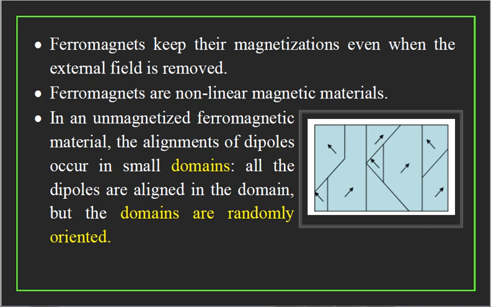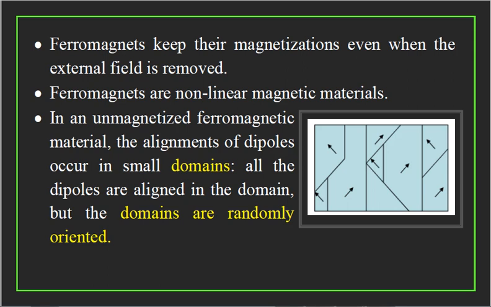So in short, we can say that ferromagnets are nonlinear magnetic materials. They are nonlinear because their susceptibility chi and their permeability mu are not constants. They will depend on the external field. So the relation between M and H will not be linear, and the relation between B and H is also not linear. So they are called nonlinear magnetic materials.